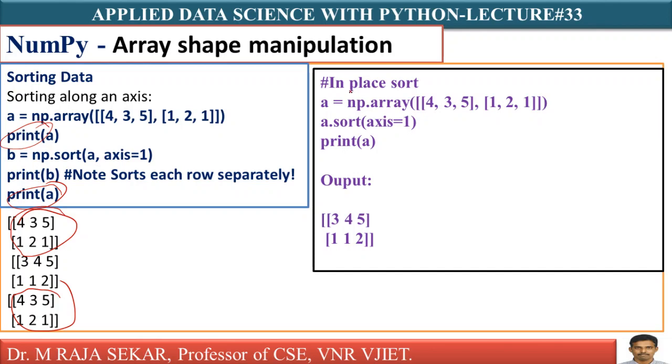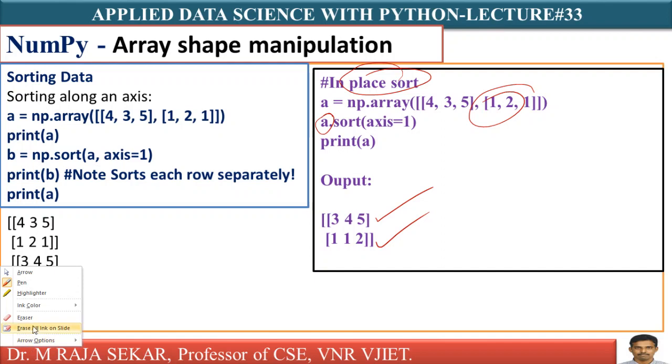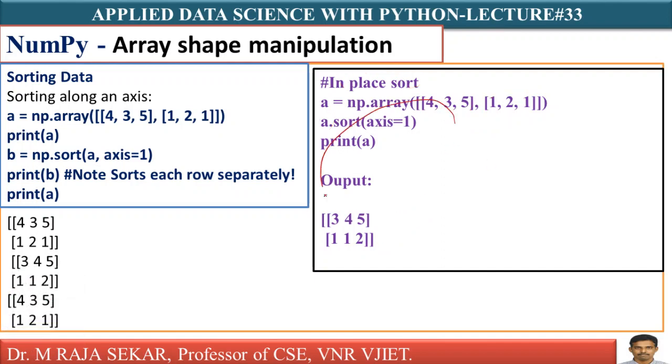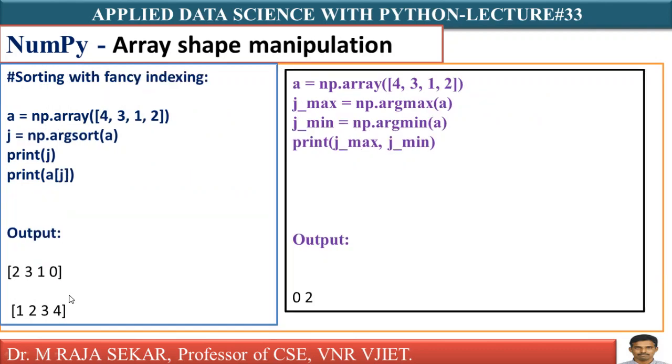If you want to apply sort on the same array, that particular sort is known as in place sort. How will it be? A equal to np.array 4 3 5 1 2 1. Same 2-dimensional array they are creating. Just A.sort axis equal to 1. A.sort means that is in place sort, meaning the original array will change. Therefore, this 4, 3, 5 becomes 3, 4, 5 and this 1, 2, 1 becomes 1, 1, 2. It's simple and straightforward. This is in place sort, meaning the original array will change. In the other case the original array will not be affected. That's the difference between these two programs.